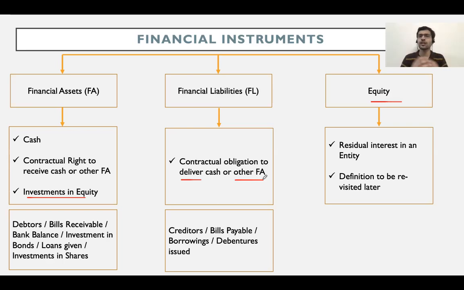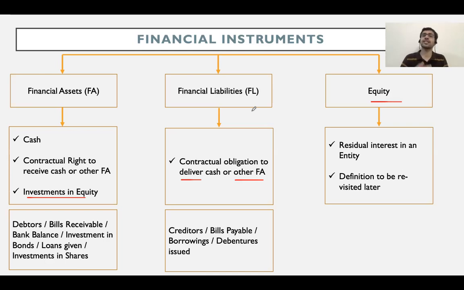Let us think of certain examples. Let us say I have borrowed money from you. I have an obligation to pay cash to you by virtue of repayment of principal and payment of interest. This is a contractual obligation to deliver cash, or not only cash, any other financial asset. For example, if I have an obligation to pay you in the form of investment in shares, like let us say I have Reliance equity shares and I have an obligation to deliver those Reliance equity shares, that will also be regarded as a financial liability.